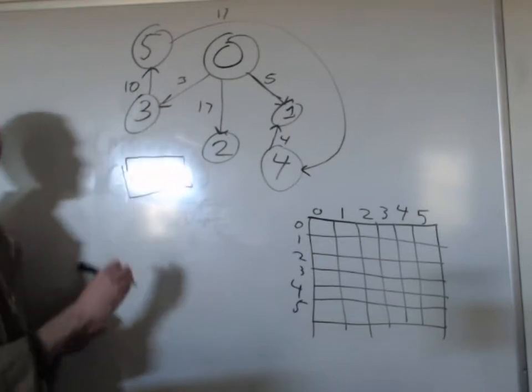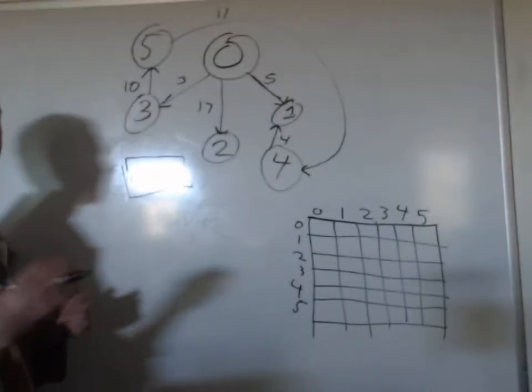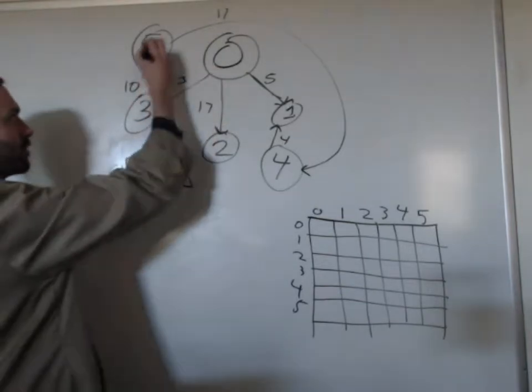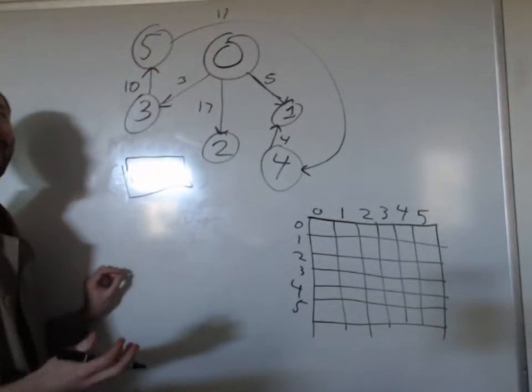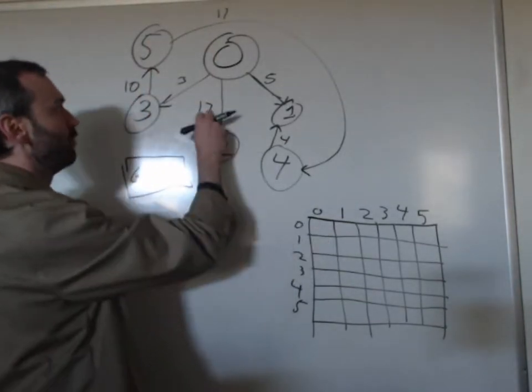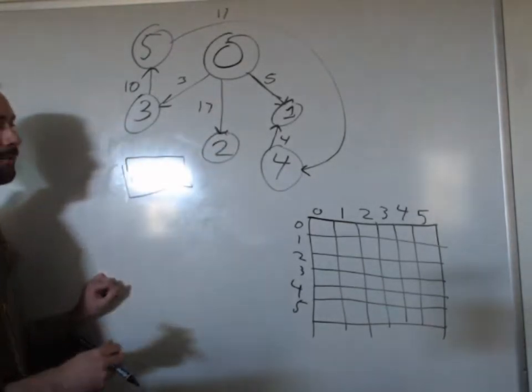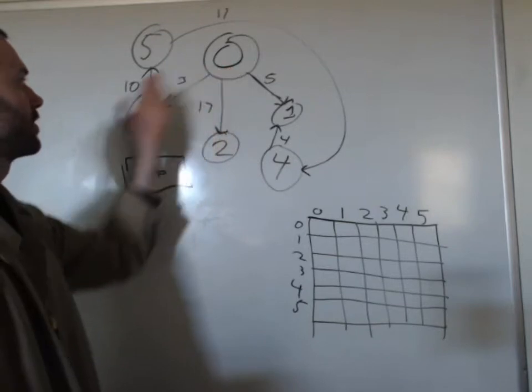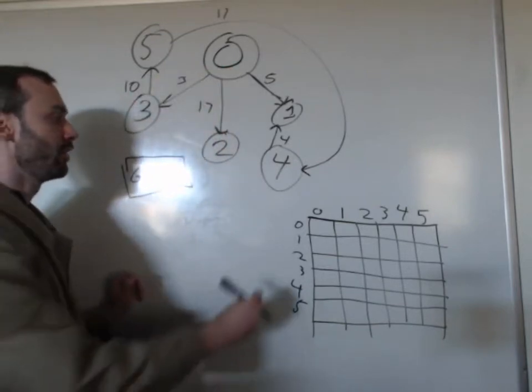Remember, each of these are called vertices or nodes. I like to call them nodes. Technically, the proper term is vertex. And the connection between your nodes or vertices is called an edge. And what's stored in here is the weight of each individual edge. Or basically, what is the cost of going from one vertex to another vertex?